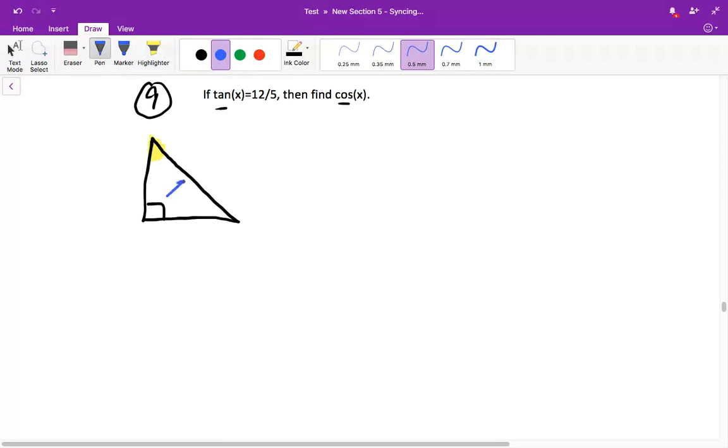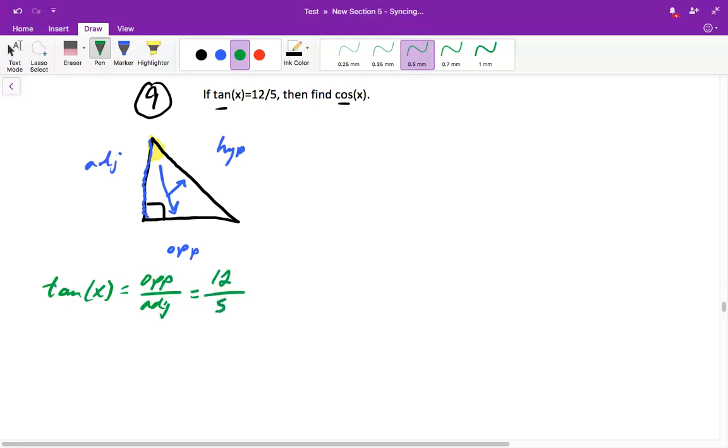I know that this is going to be my hypotenuse. I know that the side that does not touch my angle is our opposite. And then the side here that does help create our angle with our hypotenuse, that is our adjacent. And in here, it tells me that my tangent is 12 over 5. Well, I know that my tangent of my angle is equal to opposite over adjacent, and it was 12 over 5. So that means my opposite must be 12 and my adjacent must be 5.